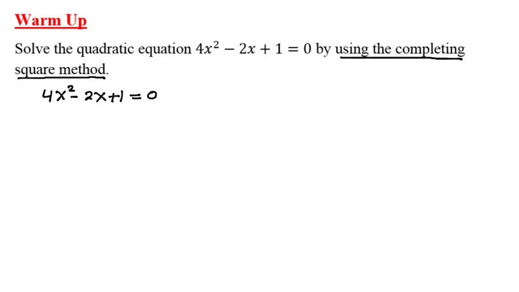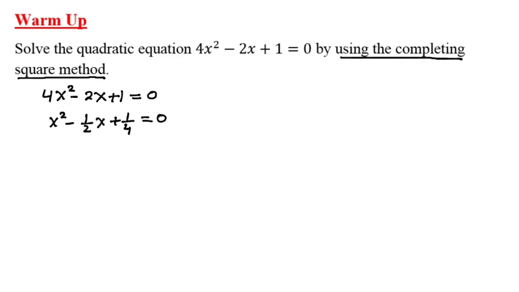So when an equation like this is given to you and you are asked to use the completing the square method, first, we try to make the coefficient of x squared 1. So divide throughout by 4. x squared minus half x plus 1/4 equal to 0. That is the first step.